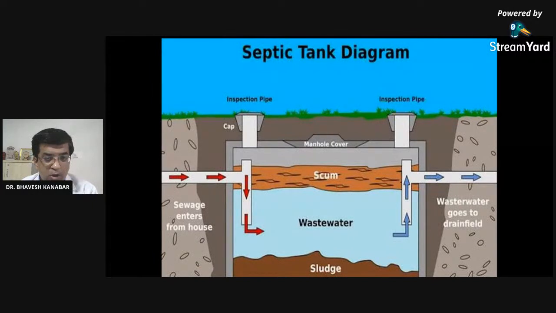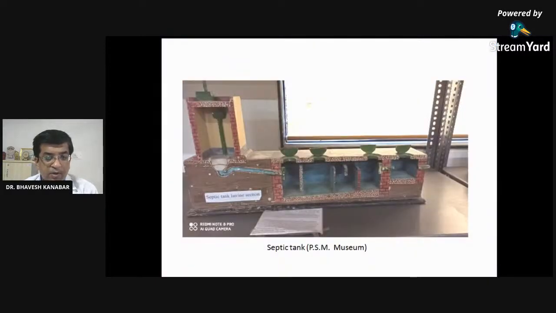So that is the model of the septic tank. Again, you can see in this model there is sludge, then scum over the surface, and washed water or effluent. After the sludge has settled down and scum has developed, this waste water, effluent, goes into the drain field. Again, this is the model of the septic tank kept in the museum. You can see that from the latrine, through this connecting pipe, water comes into this septic tank, and this is the whole septic tank.